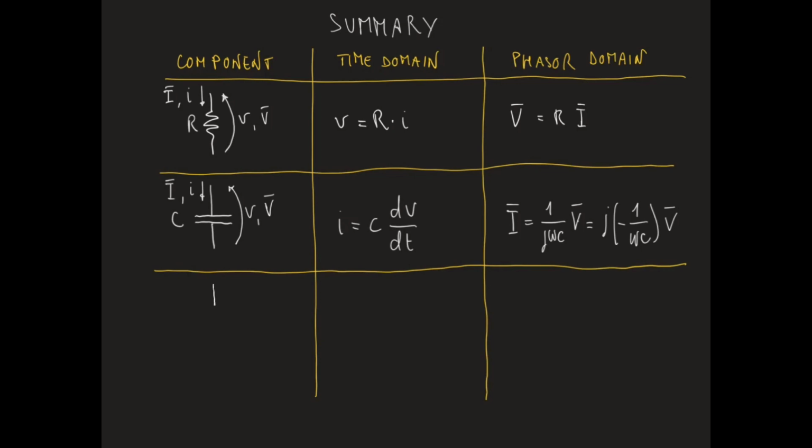Finally, in the case of the inductor, the voltage across the component in the time domain is given by the inductance L times the time derivative of the current flowing through the component. In the phasor domain, as in the case of the capacitor, this differential relationship is converted into an algebraic one where the voltage phasor V is equal to j omega L, the current phasor I.